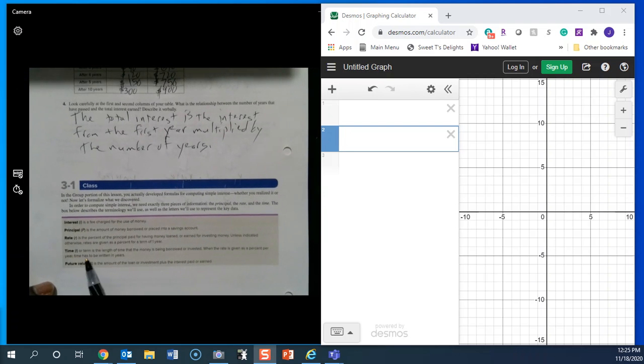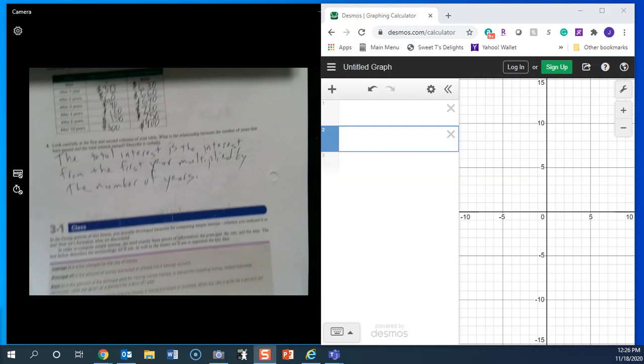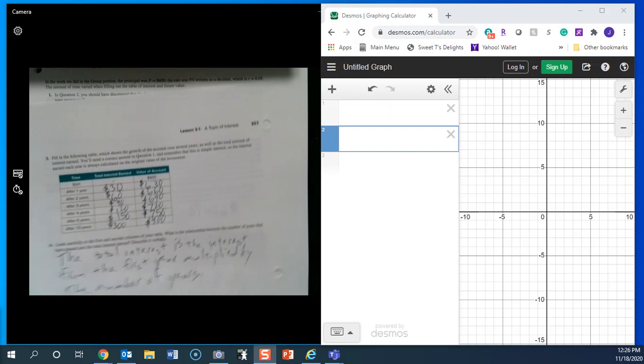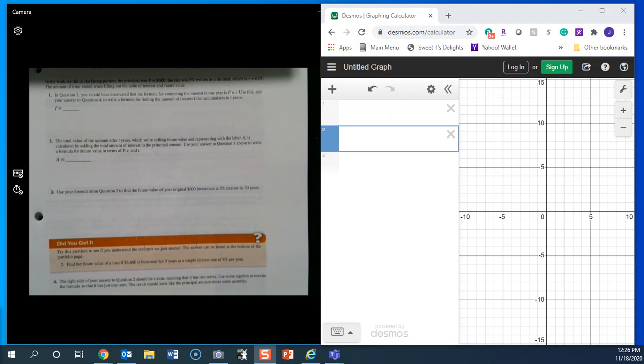Now, time. Time T, or term, is the length of time that the money is being borrowed or invested. When the rate is given as a percent per year, time has to be written in years. Now, future value is the amount of the loan or investment plus the interest paid or earned. So we are going to deal with these two types of problems on the next page.